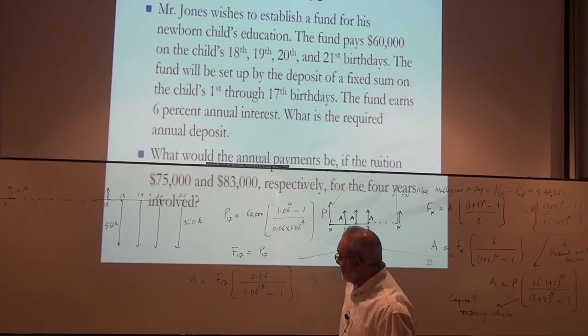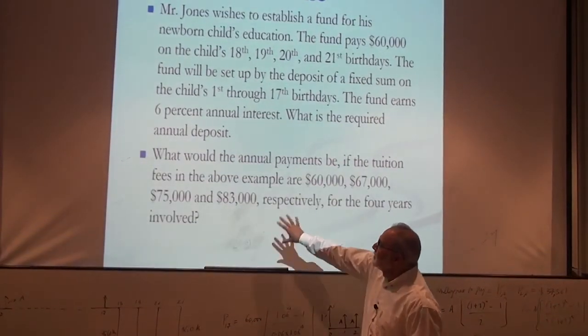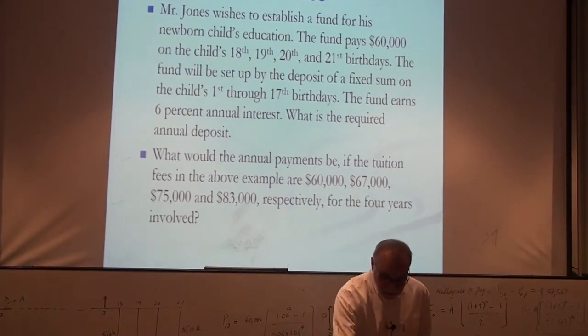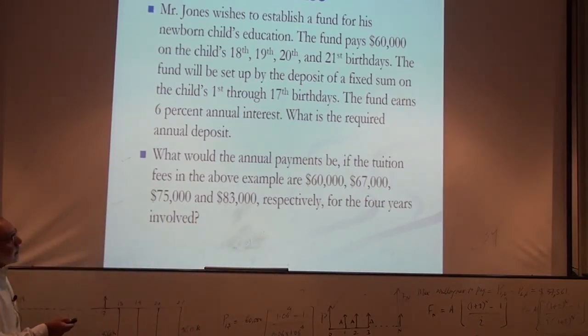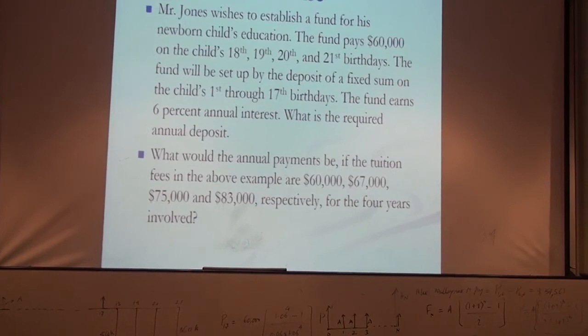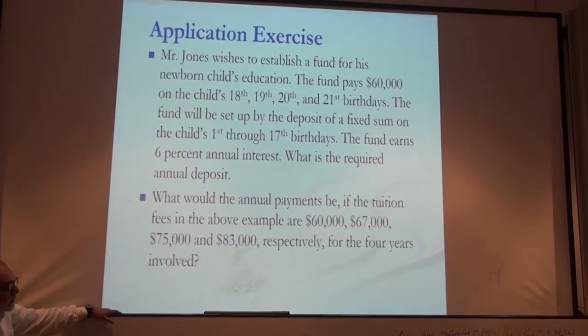Now there is a slight twist in this problem. It says that if the fund is not equal, first year it is 60,000, second year is 67, third is 75, and then 83,000. How will you do it? You can treat them separately. Each year you can bring them back. All right? And then you do the same. Exactly.